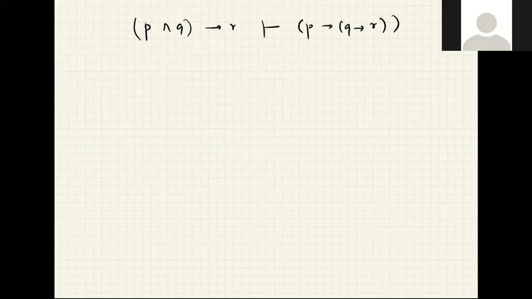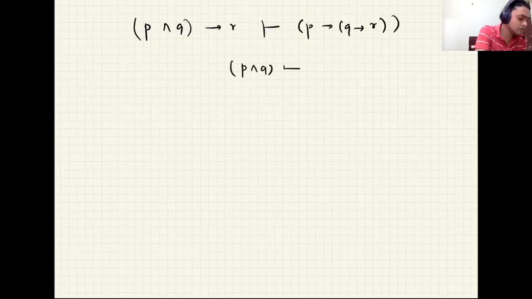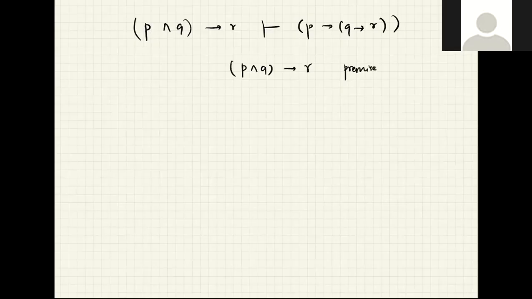Premise is P and Q implies R. Then we assume P, and then Q. That's how we did in class. But what is the thing with not P that you are suggesting? Suppose we assume not P. Okay, let's do it. Not P assumption.